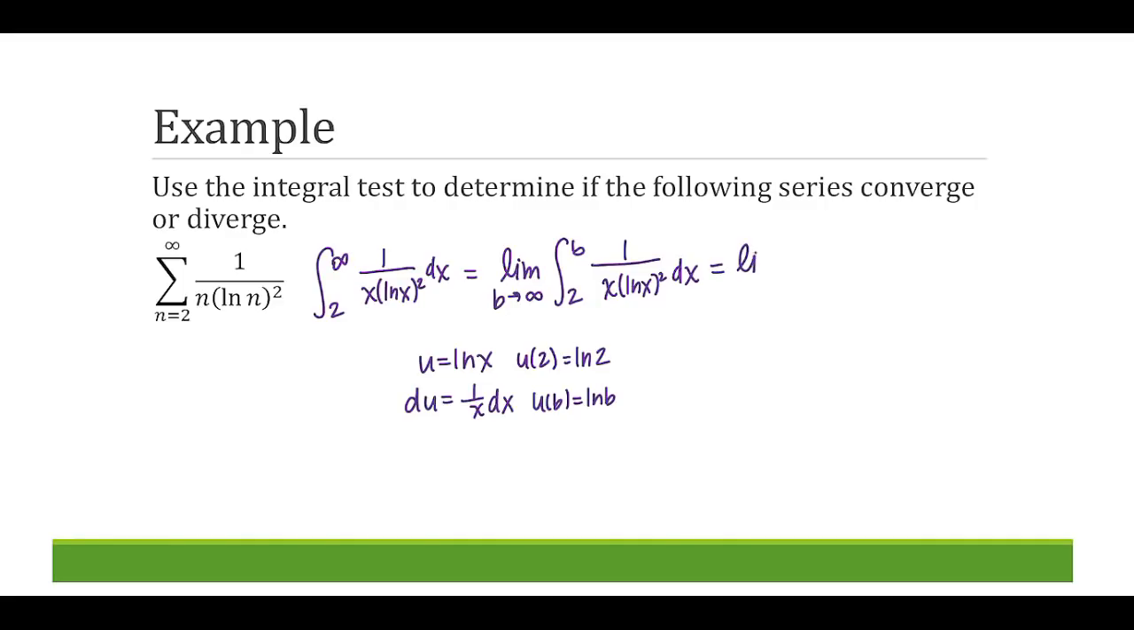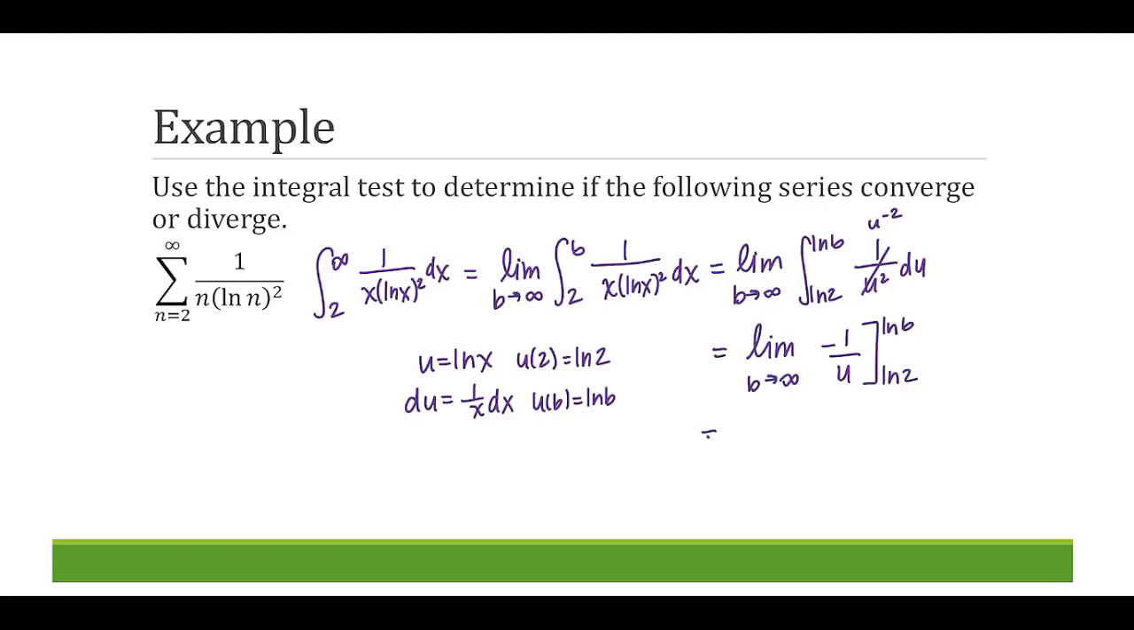So my limit is going to become the limit as b approaches infinity of the integral from natural log 2 to natural log b of 1 over u squared du. And now I have to take the antiderivative of this, so this is u to the negative 2, and the antiderivative is u to the negative 1 over negative 1, or negative 1 over u, evaluated from ln 2 to ln b, and then we're still going to have to evaluate the limit at infinity.